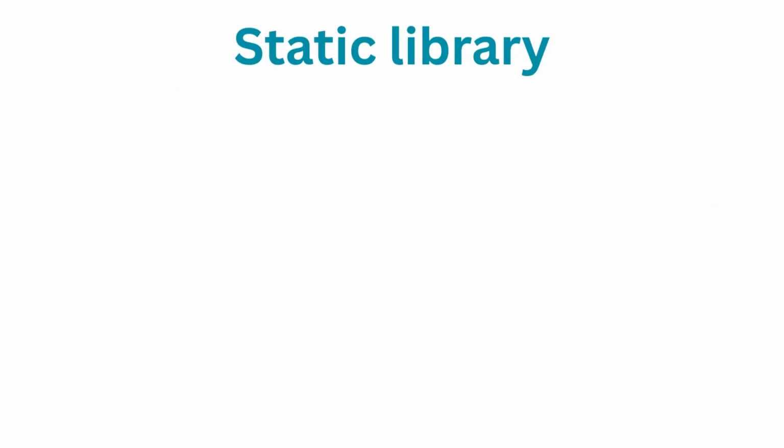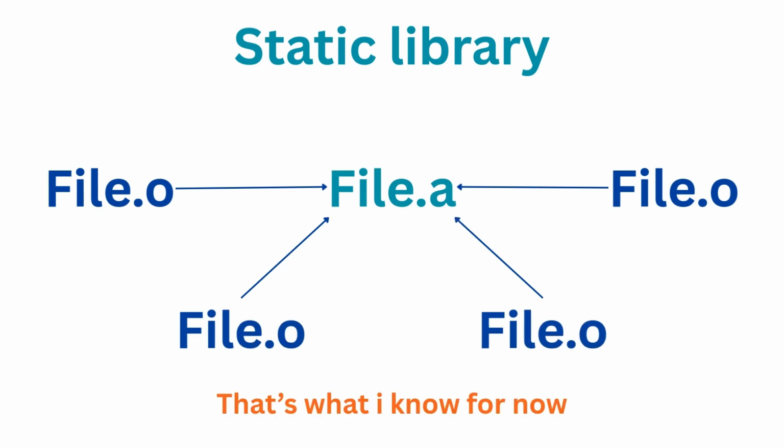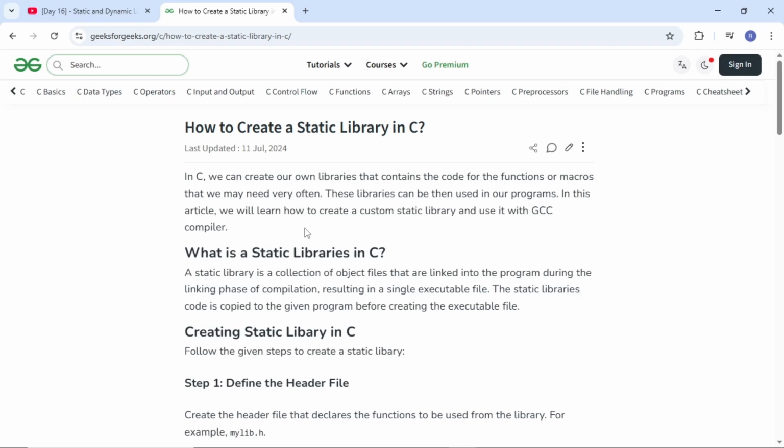A static library is a file that has multiple object files. According to GeeksforGeeks, a static library is a collection of object files that are linked into the program during the linking phase of compilation, resulting in a single executable file. The static library's code is copied to the given program before creating the executable file.